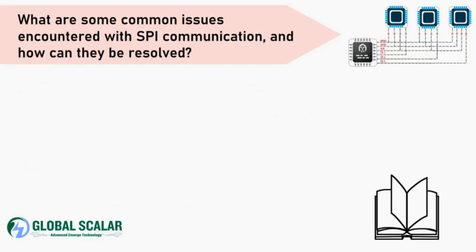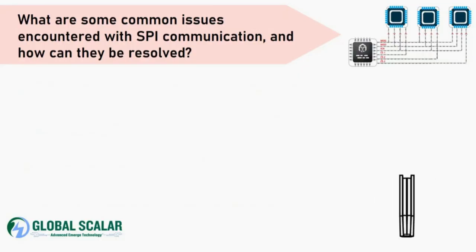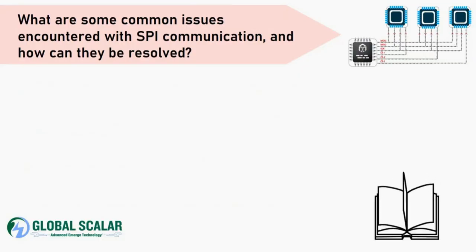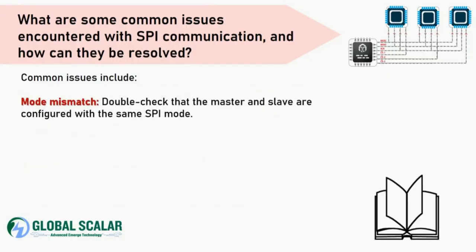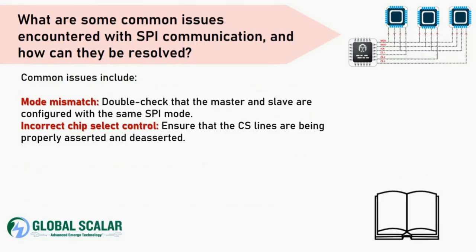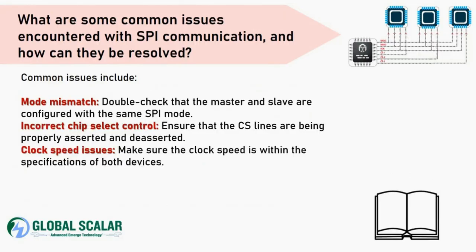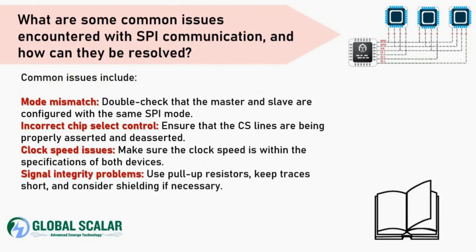What are the common issues encountered with SPI communication? How can they be resolved? Common issues include mode mismatch, incorrect chip select control, clock speed issues, and signal integrity problems.